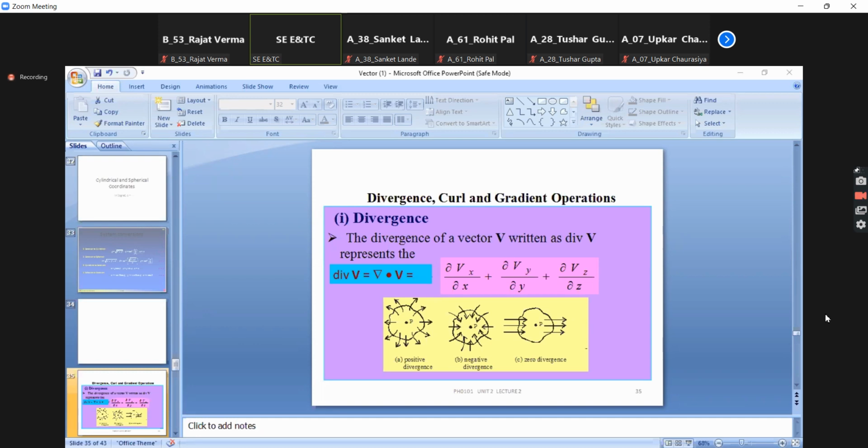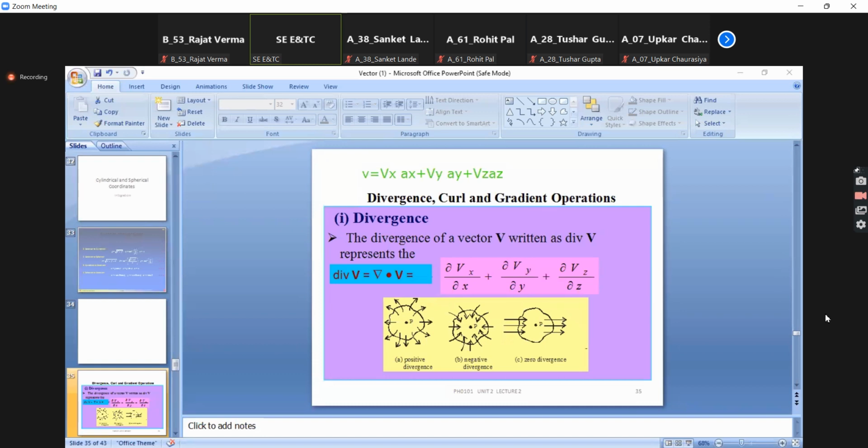V is a vector. So I can write this V in rectangular coordinates. I write this V vector as V bar, bar meaning a vertical line on the top, don't forget that, is going to be Vx a bar x plus Vy a bar y plus Vz a bar z. This is your vector: Vx a bar x plus Vy a bar y plus Vz a bar z.